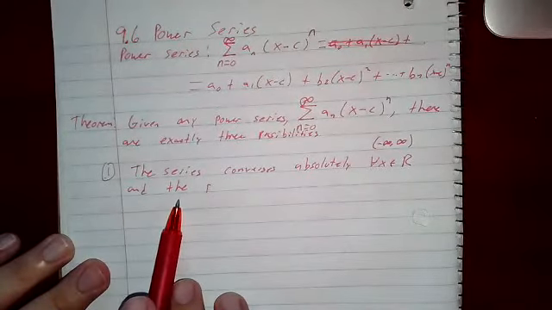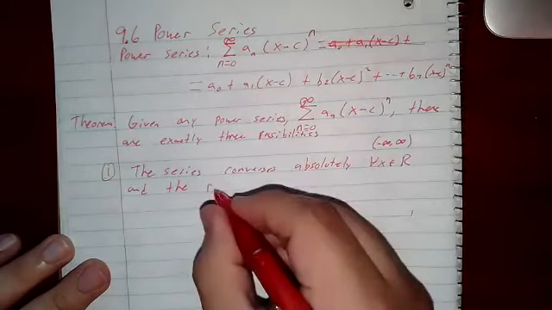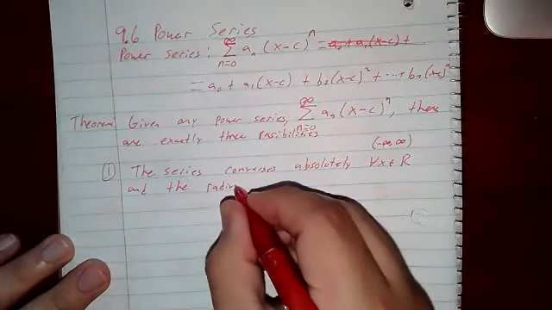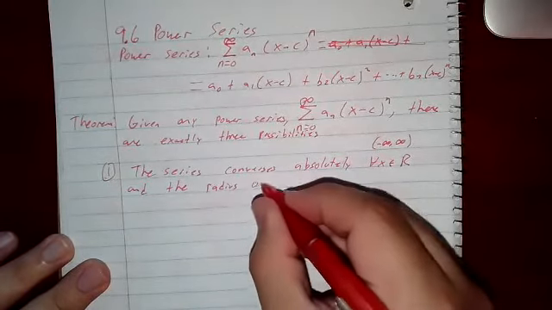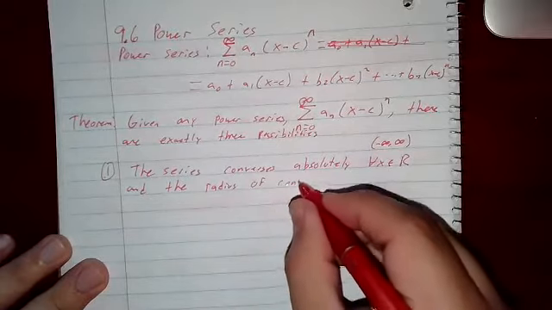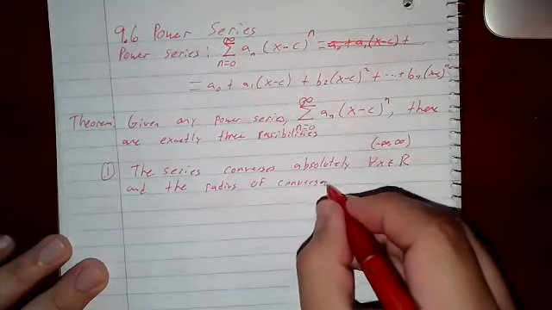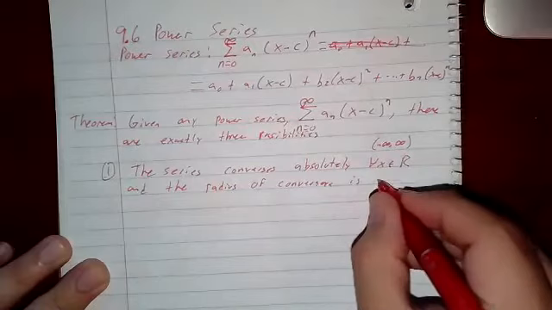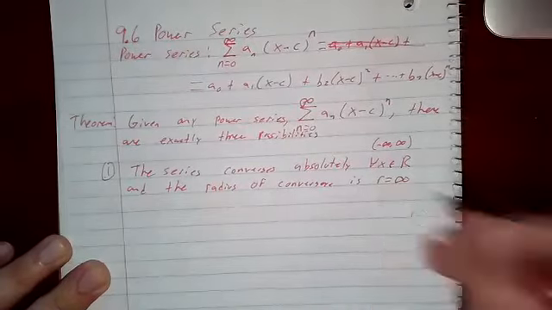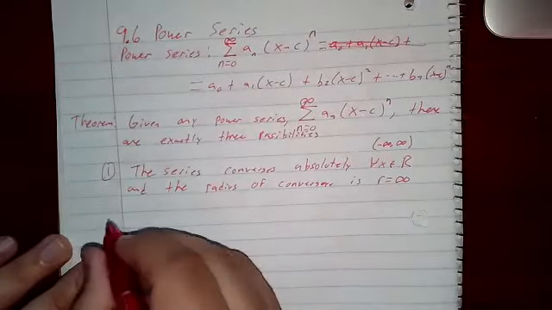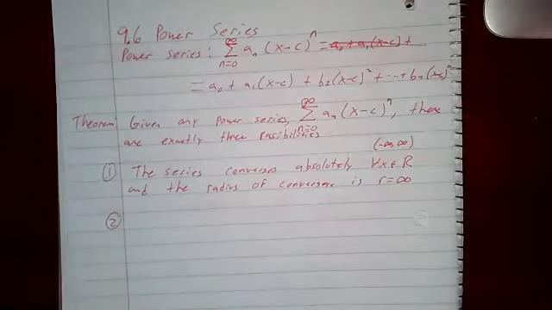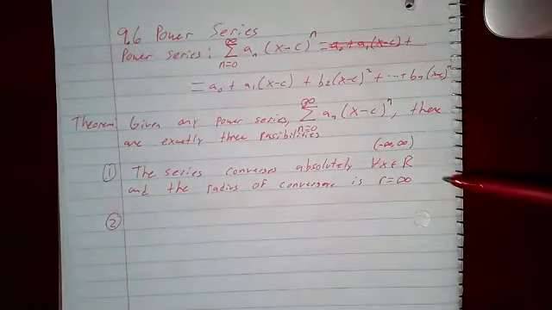Okay. And the radius of convergence is R equal to infinity. So the first scenario is that it converges everywhere, absolutely. That's what number 1 is saying.